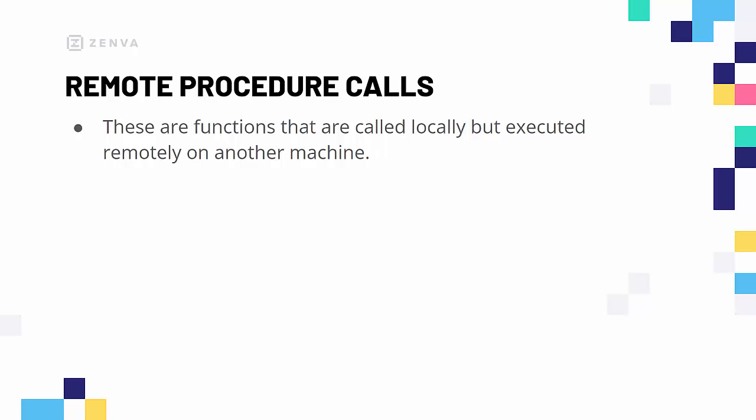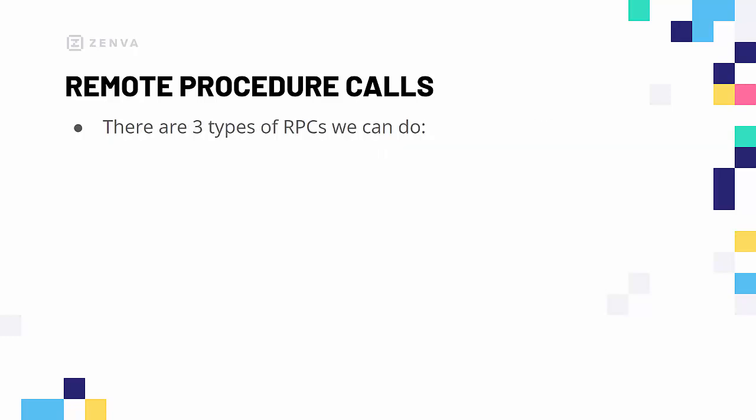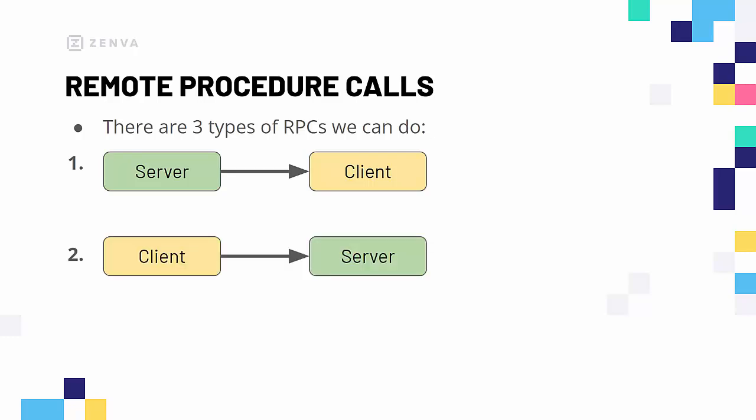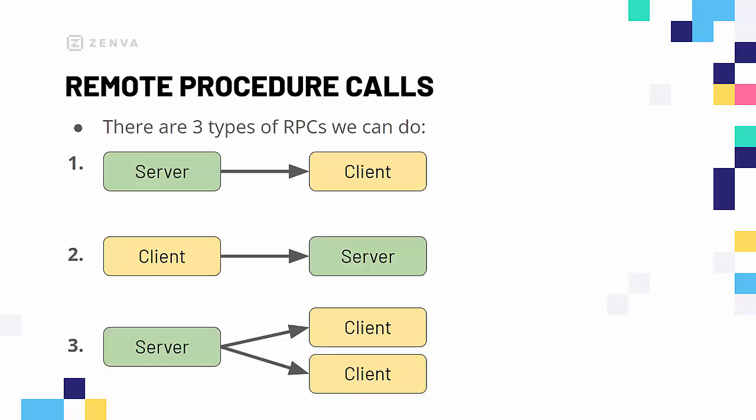Now this is very handy if you want to basically exchange information or have a certain event execute on another client's computer or a server. Now there are three types of RPCs we can do inside of Unreal. The first one is server to client, so this is if the server wants to execute a function on the client's computer. It can also go the other way around, so for example the client can call an RPC on the server's computer.